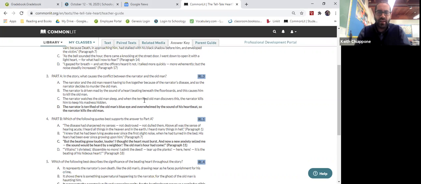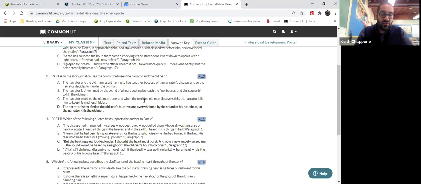That's never indicated. Answer B says the narrator is driven mad by the sound of a heart beating beneath the floorboards, and this causes him to kill the old man. This is a true statement, but it's not a true statement in regards to the question. What causes the conflict between the narrator and the old man? If the question were, what causes the narrator to confess, answer B might be the right answer.